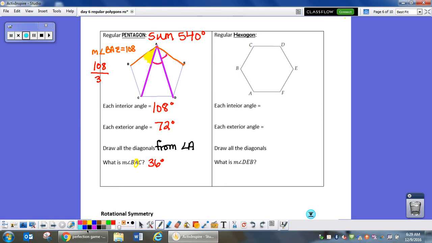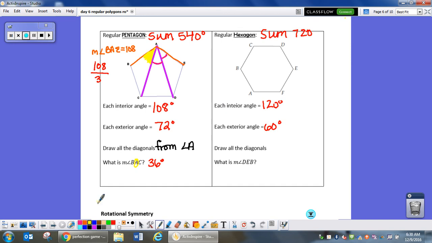Okay, so moving to your hexagon, you should know your sum is 720. Each interior angle would be 720 divided by 6, which is 120 degrees. Each exterior would be 360 divided by 6, which is 60 degrees.